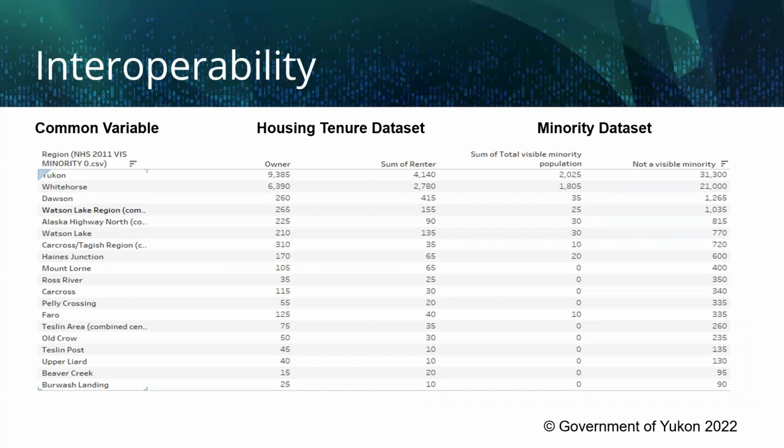Okay, let's take another example directly from the Yukon Open Data Portal. Okay, so we're going to use the National Household Survey data regarding housing tenure and minority information from 2011. And again, that's from the Yukon Open Data Portal.